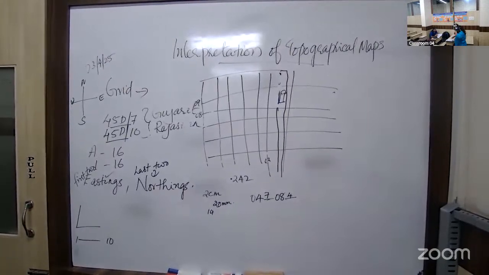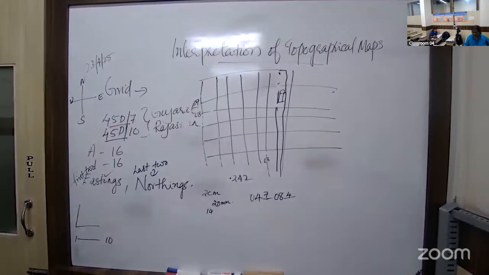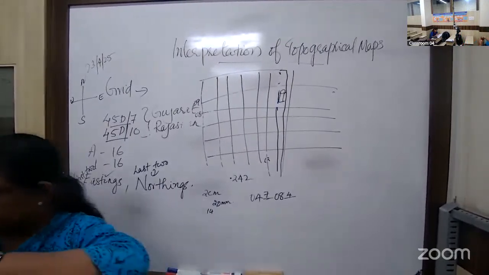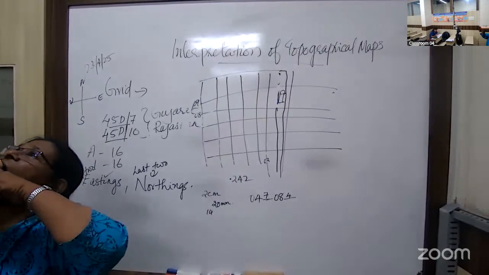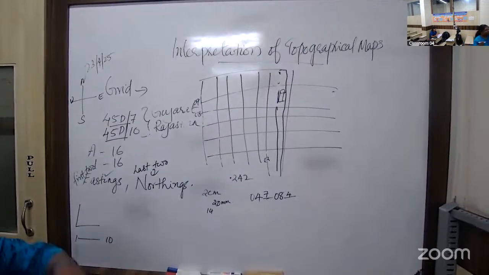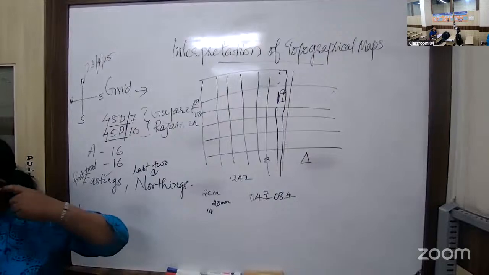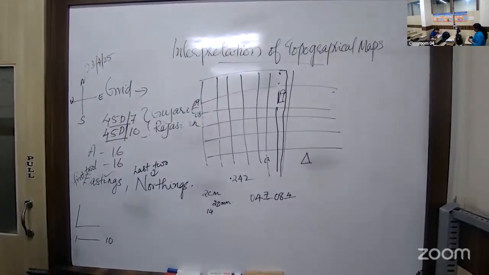Next one also you just try triangulated height. This symbol is triangulated. Triangulated height 217.